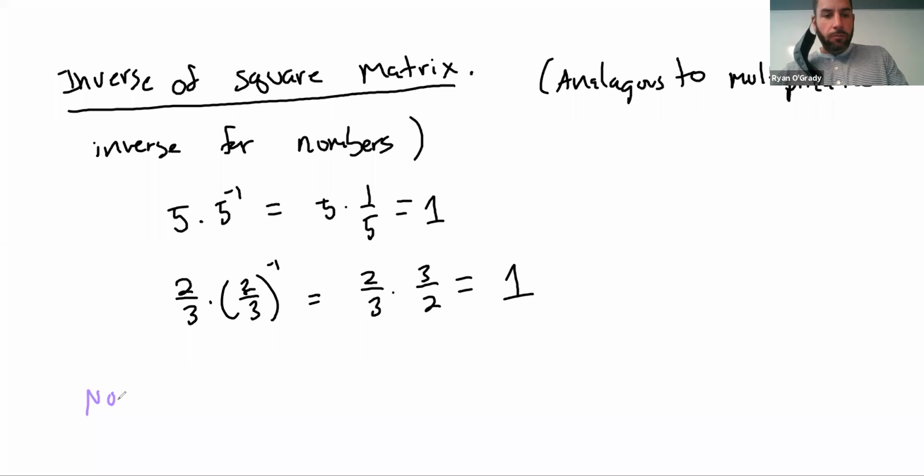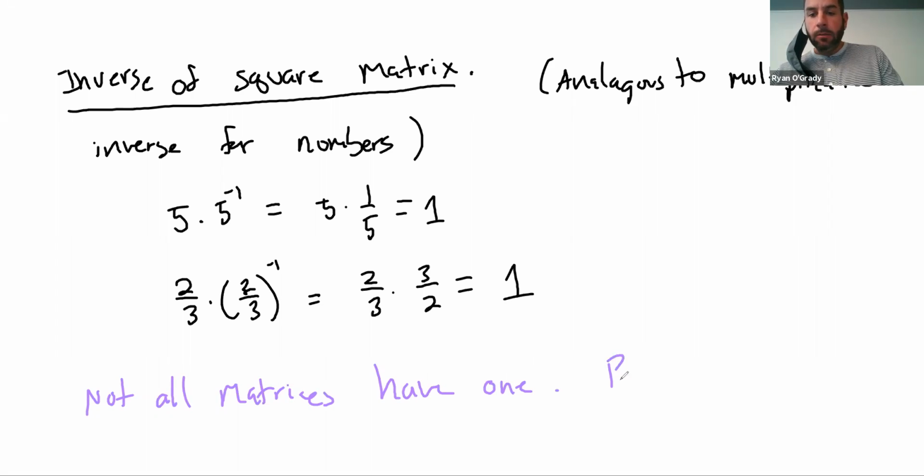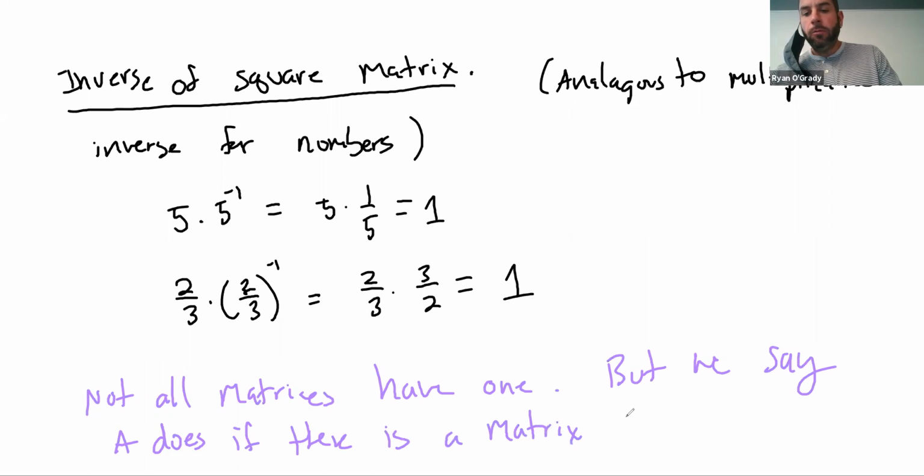Not all matrices have one, but we say A does if there is a matrix, which we'll denote A to the minus 1, with A times A to the minus 1 equals I. You remember we defined this matrix I last class, what we call the identity matrix. It plays the role of the number 1.